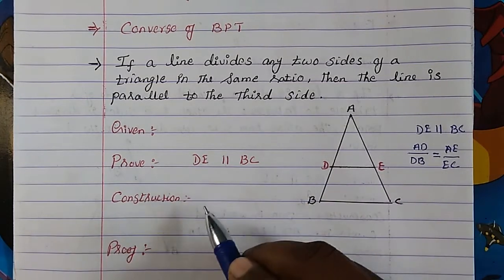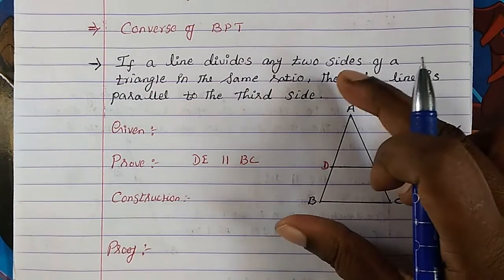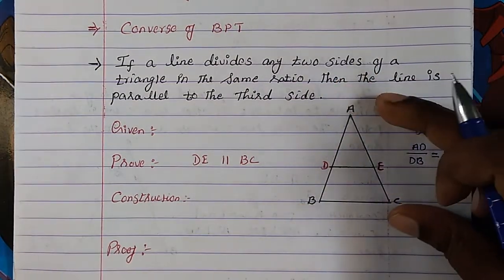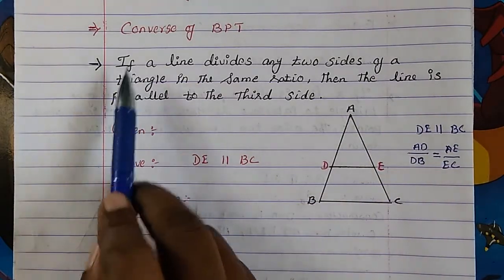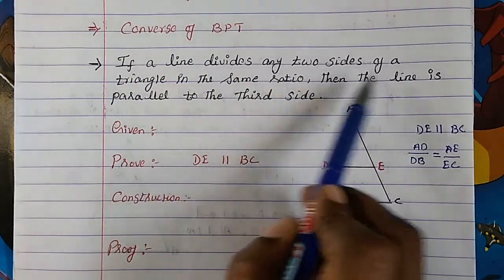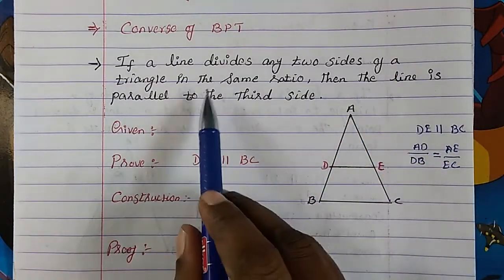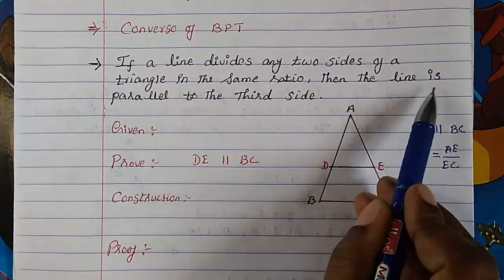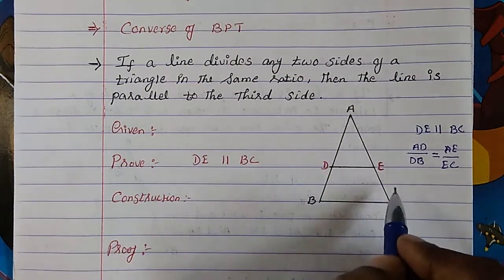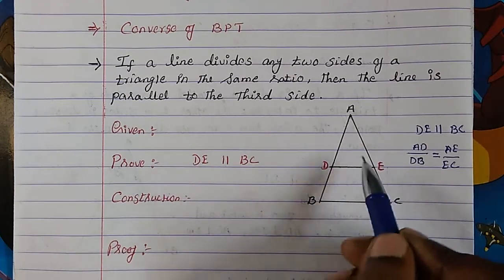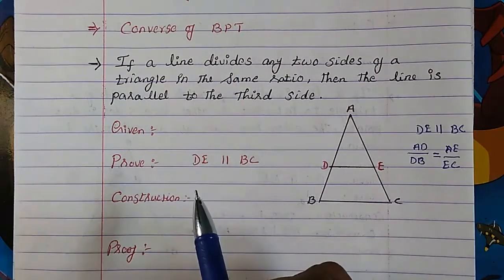This is given, we have to prove this. But here in this theorem, this is given to us and we have to prove this, meaning the ratios are equal, so we have to prove that two lines are parallel. Once again, read this: if a line is dividing any two sides of the triangle in the same ratio, then the line is parallel to the third side, because it is dividing two sides in equal ratio. So that line will be parallel to the third side. That's what we have to prove, just the opposite of the BPT theorem, the converse of it.